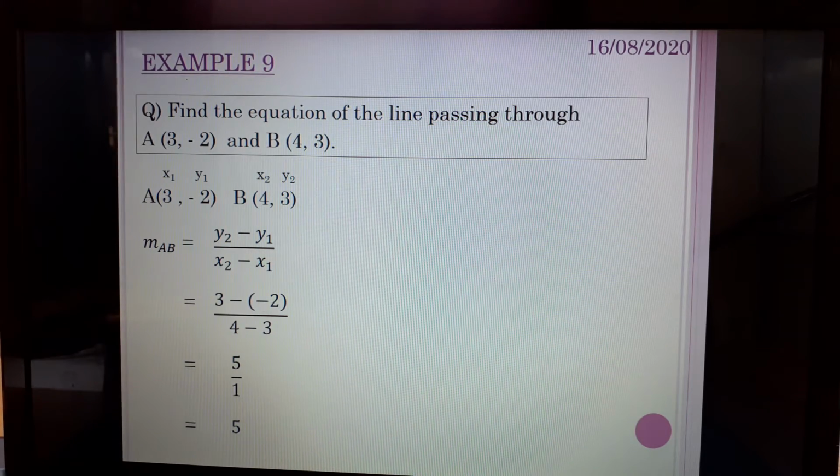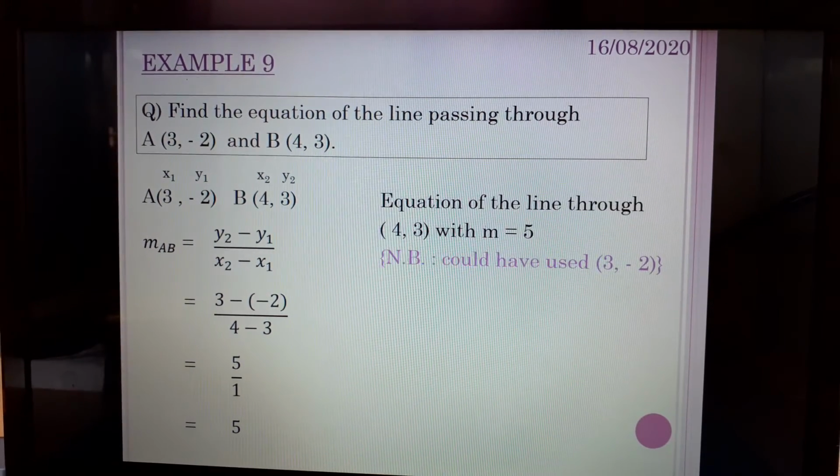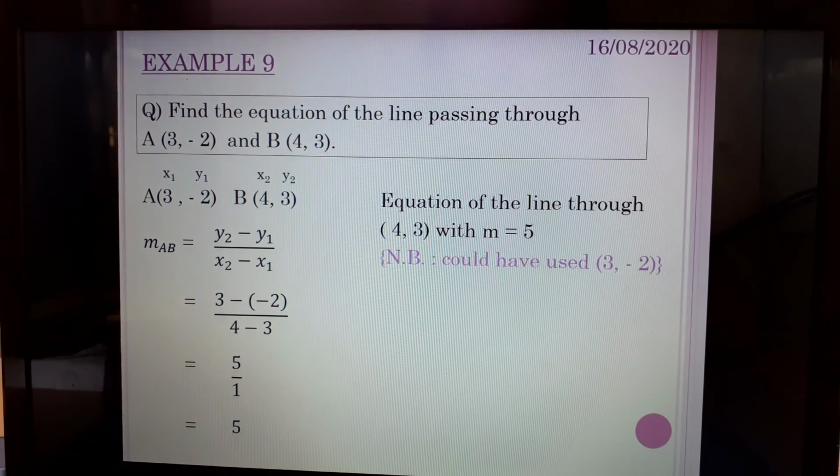So we use the gradient 5 and then we have a choice. So equation of the line through, and I've written here (4, 3) with the gradient 5, but we could have easily used the other coordinate, (3, negative 2). Why do you think I've chosen to use (4, 3) instead of (3, negative 2)? The only reason I've chosen to use (4, 3) is simply because the numbers are both positive. Avoid negatives if you can. If you're not comfortable using negatives, then you would obviously choose to go for the positive, but both of those coordinates would give you the same answer.